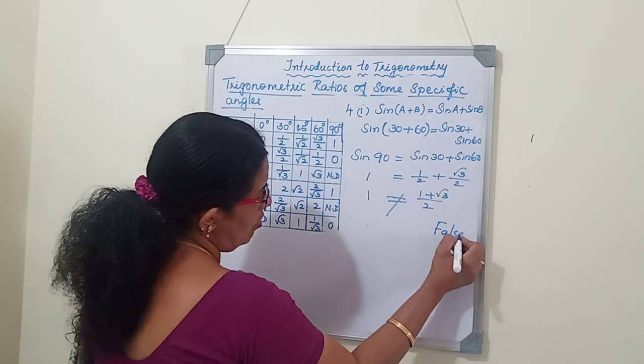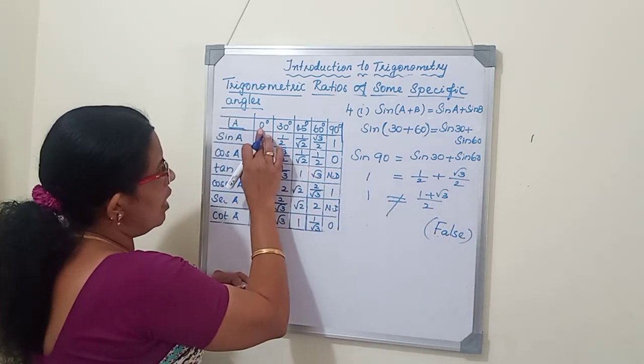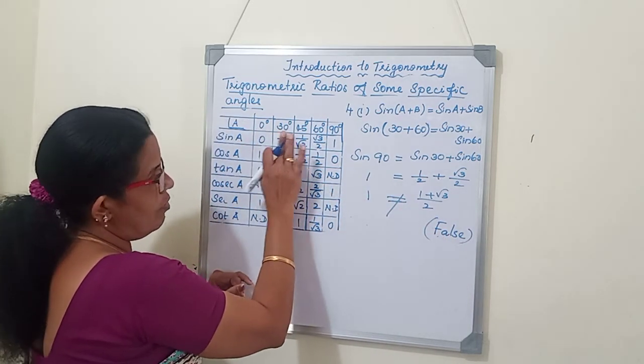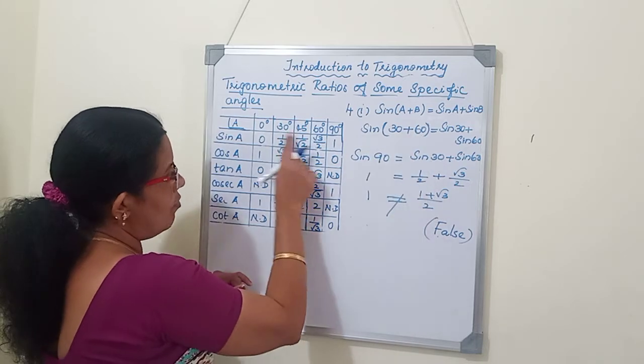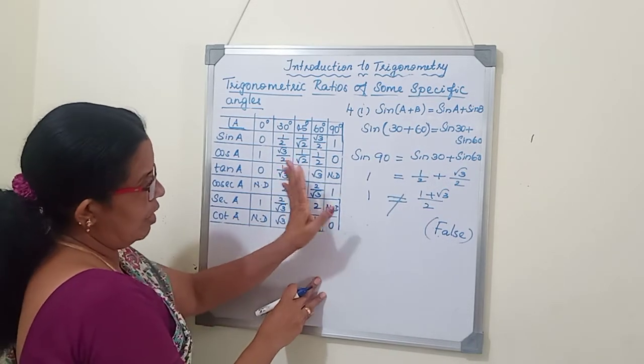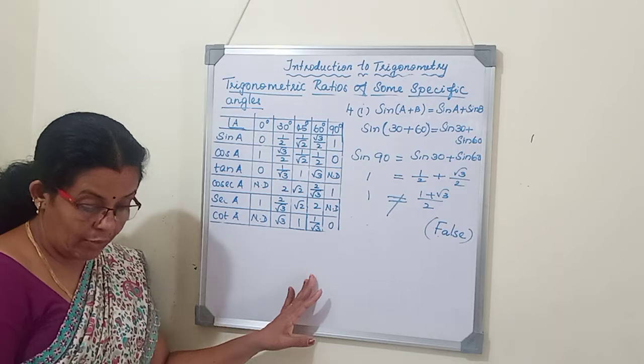This statement is false. According to this, we could also take 0 plus 30, which gives a total of 30. Whichever values are in this table, we can take them as the value for A.